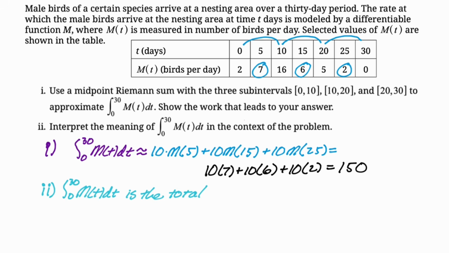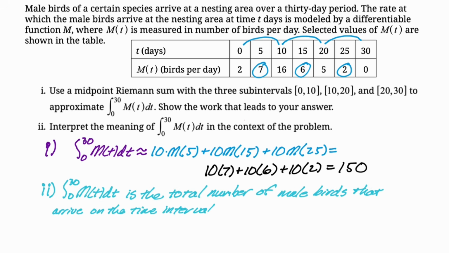So this is male birds arriving. So I'm going to say it is the total number of male birds that arrive. And then we need to say what these bounds are, right? 0 to 30. So I'm going to say on the time interval from t equals 0 to t equals 30 days. So in the context of the problem, it means what are the units basically? What does our integral represent? What are the units on that? So I think that this is a good answer.